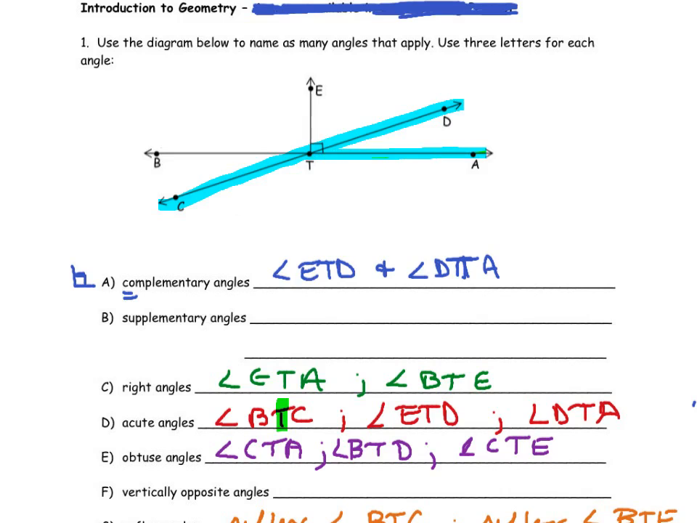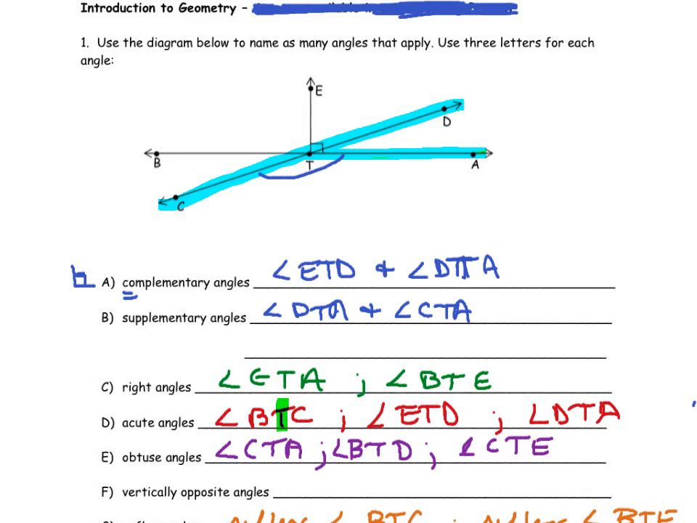It's cut into two angles. So I have a small angle here, acute, and an obtuse angle there. If I knew the measure of one of the angles, I could find the other one by subtracting it from 180. Using a letter description, I could say angle DTA and angle CTA. They are supplementary.